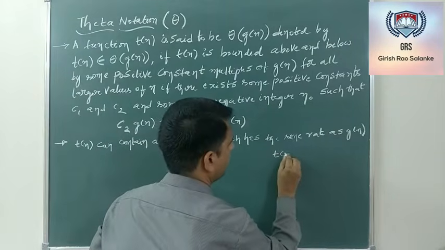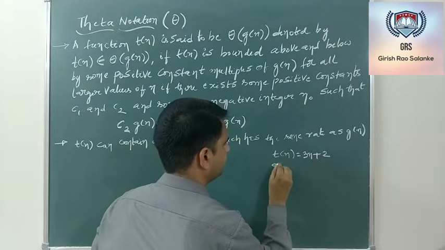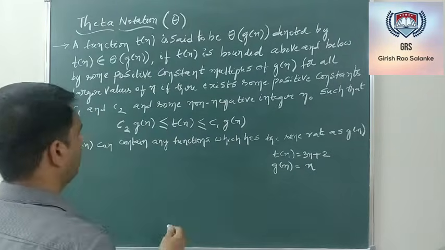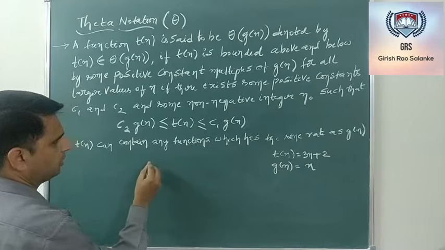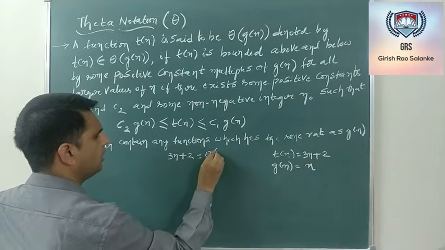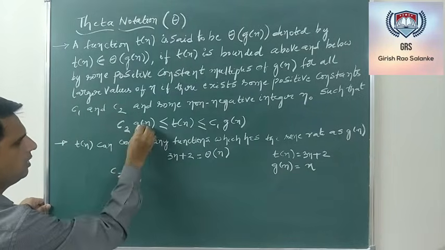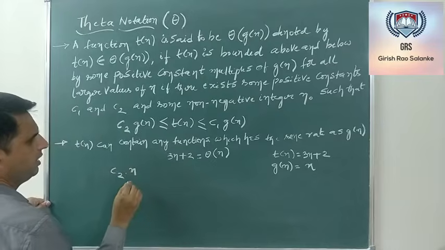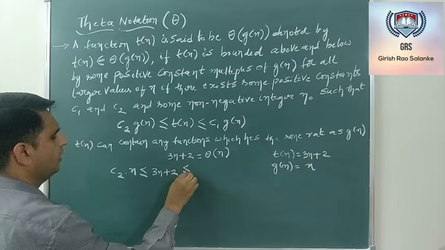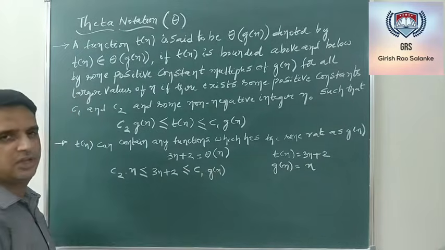Let T of n be 3n plus 2 and G of n be equal to n. Now how can I write this? In order to express 3n plus 2 is equal to theta of n, I should express it in this form: C2 into g of n, where g of n is nothing but n, less than or equal to 3n plus 2, less than or equal to C1 into g of n.